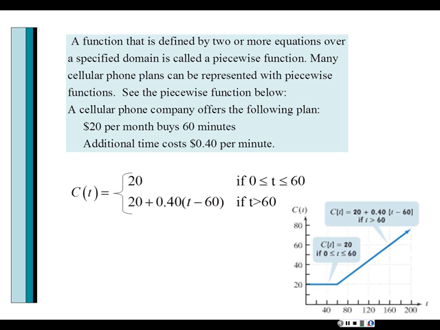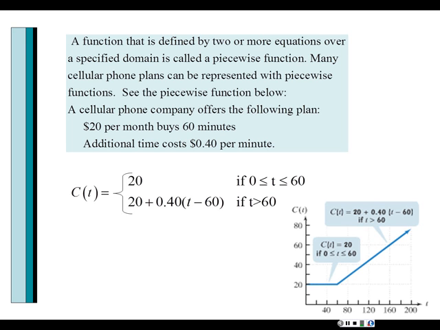So it's 20 if the time is between 0 and 60 minutes, right? That's the condition. Otherwise 20 plus 40 cents times how many extra minutes you have. You see the extra minutes? Let's say you talked for 65 minutes. You'll be charged 40 cents for the extra 5 minutes, not for the whole 65 minutes, right? So that's why we deducted 60 from the time you talked, because we know that for the first 60 minutes, you have a fixed charge.